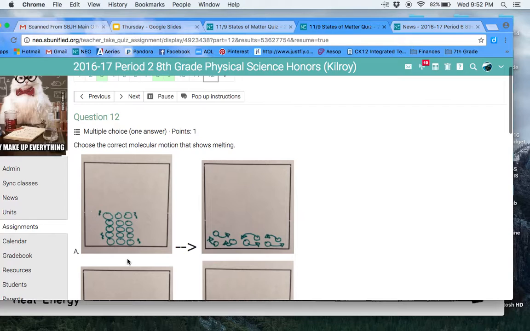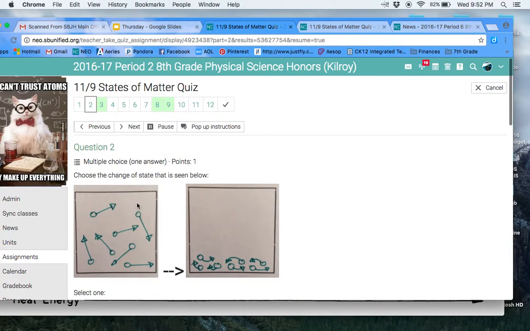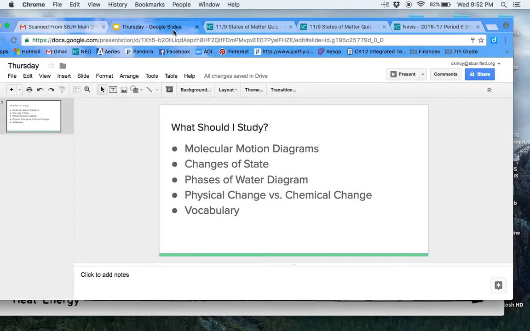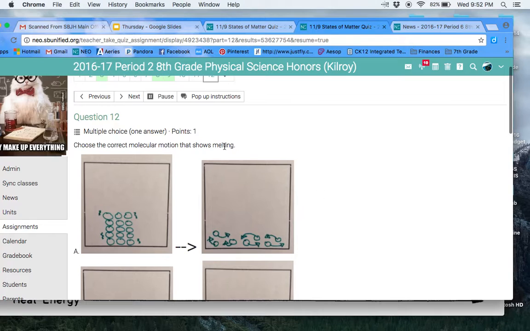Okay, so these are molecular motion diagrams. This is a solid. This one is a liquid, gas, and then you also need to know plasma. You also need to know changes of state. So freezing, melting, vaporization, condensation, and sublimation. And you also need to know, like from the quiz, how to identify that.